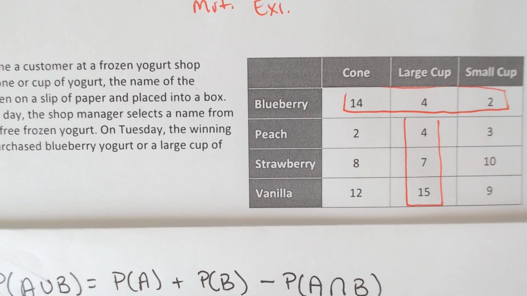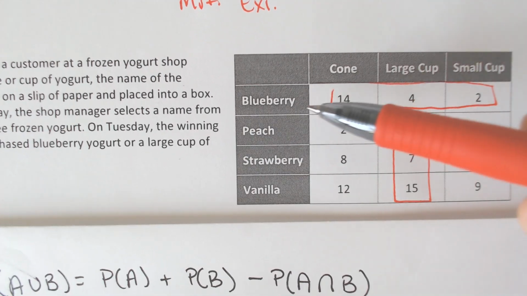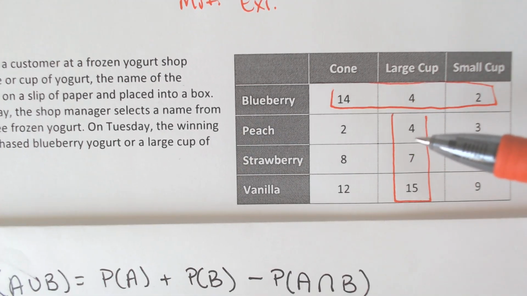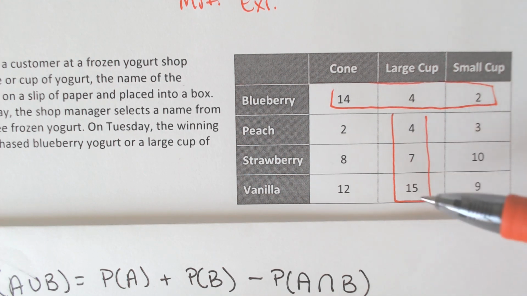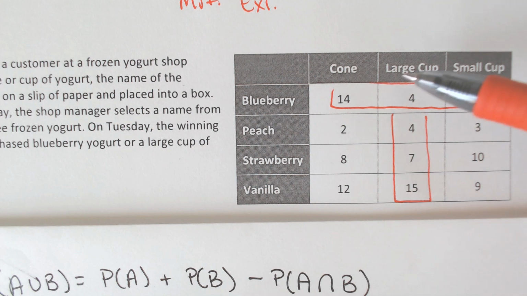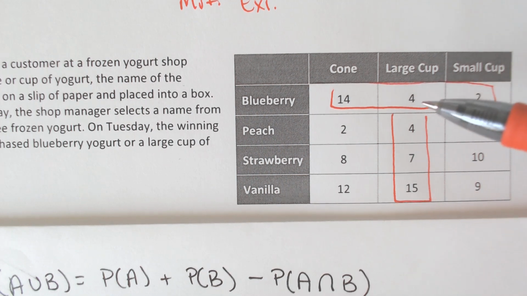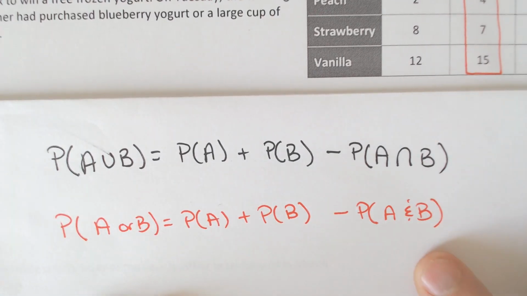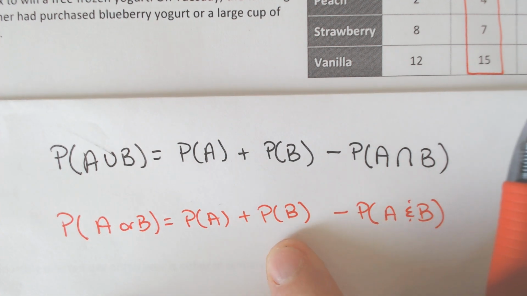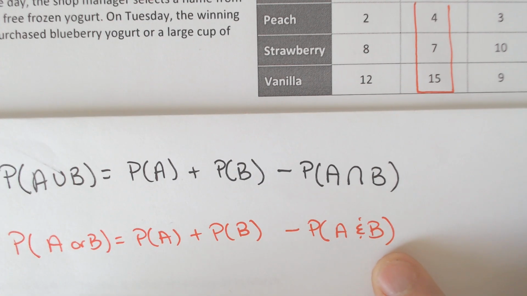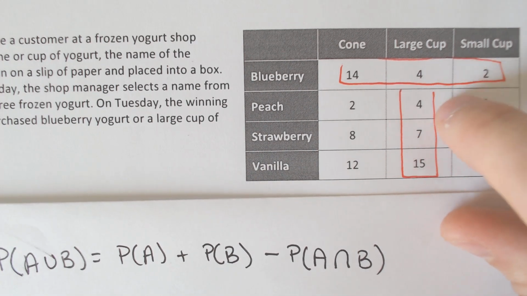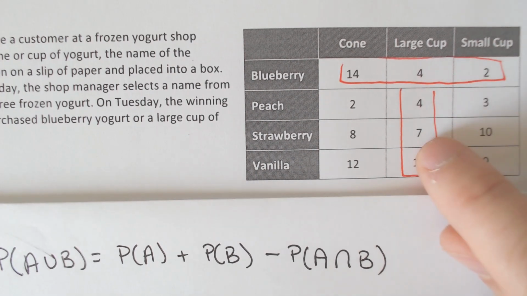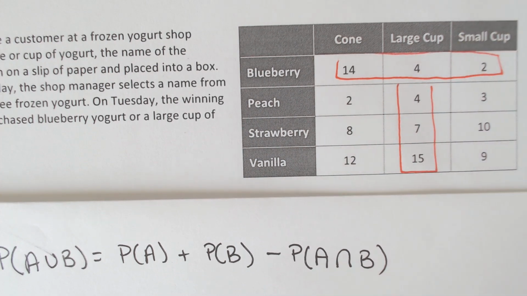In order to find the probability that it is a blueberry yogurt or a large cup, you would be adding all 3 of these and all 3 of these, but you don't want to have the intersection, which is what this formula is all about. You add each event, but you would have to take away the overlap. Okay, so you don't want that to actually be included, and that's why when I did this, I didn't include it. But if you did include the 4, you would have to subtract it at the end.